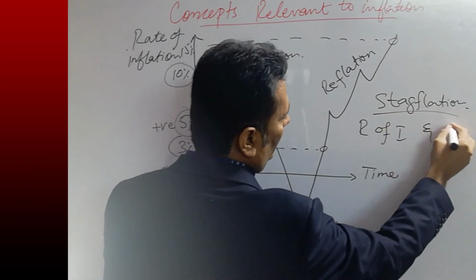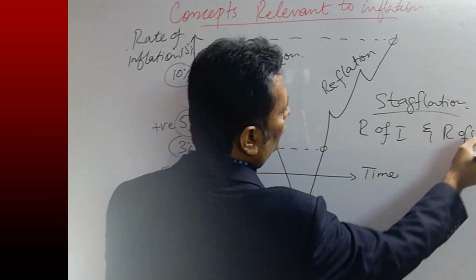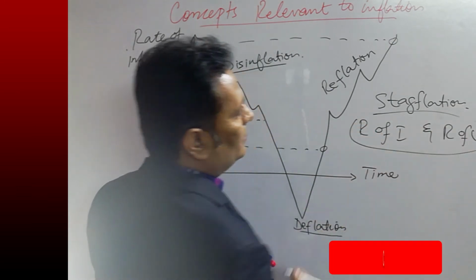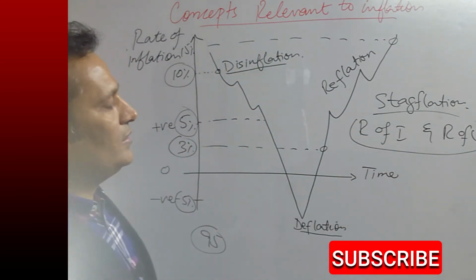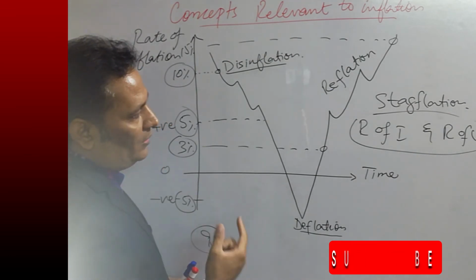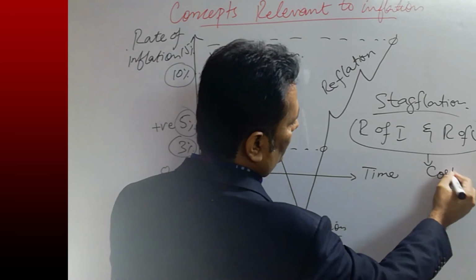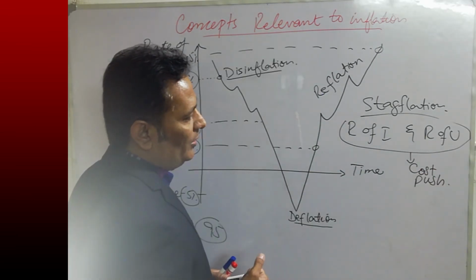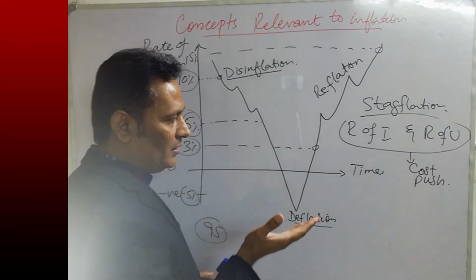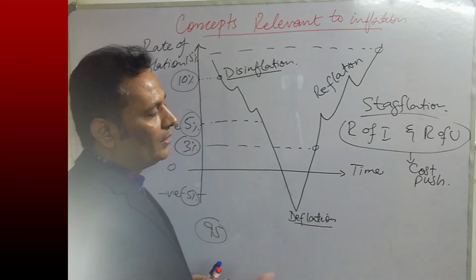And another related term is stagflation, and stagflation is the situation when the rate of inflation and the rate of unemployment both rise. If there is a rise in inflation as well as a rise in the unemployment rate, this is stagflation, and it is also known as cost push inflation, because in cost push inflation we can experience a rise in price level along with a higher unemployment rate.